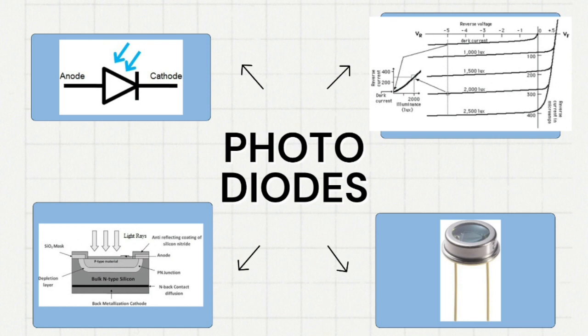Reverse current is nearly zero in the absence of light irradiation. Dark current refers to the lowest possible current level. Reverse current increases linearly with an increase in light irradiation.